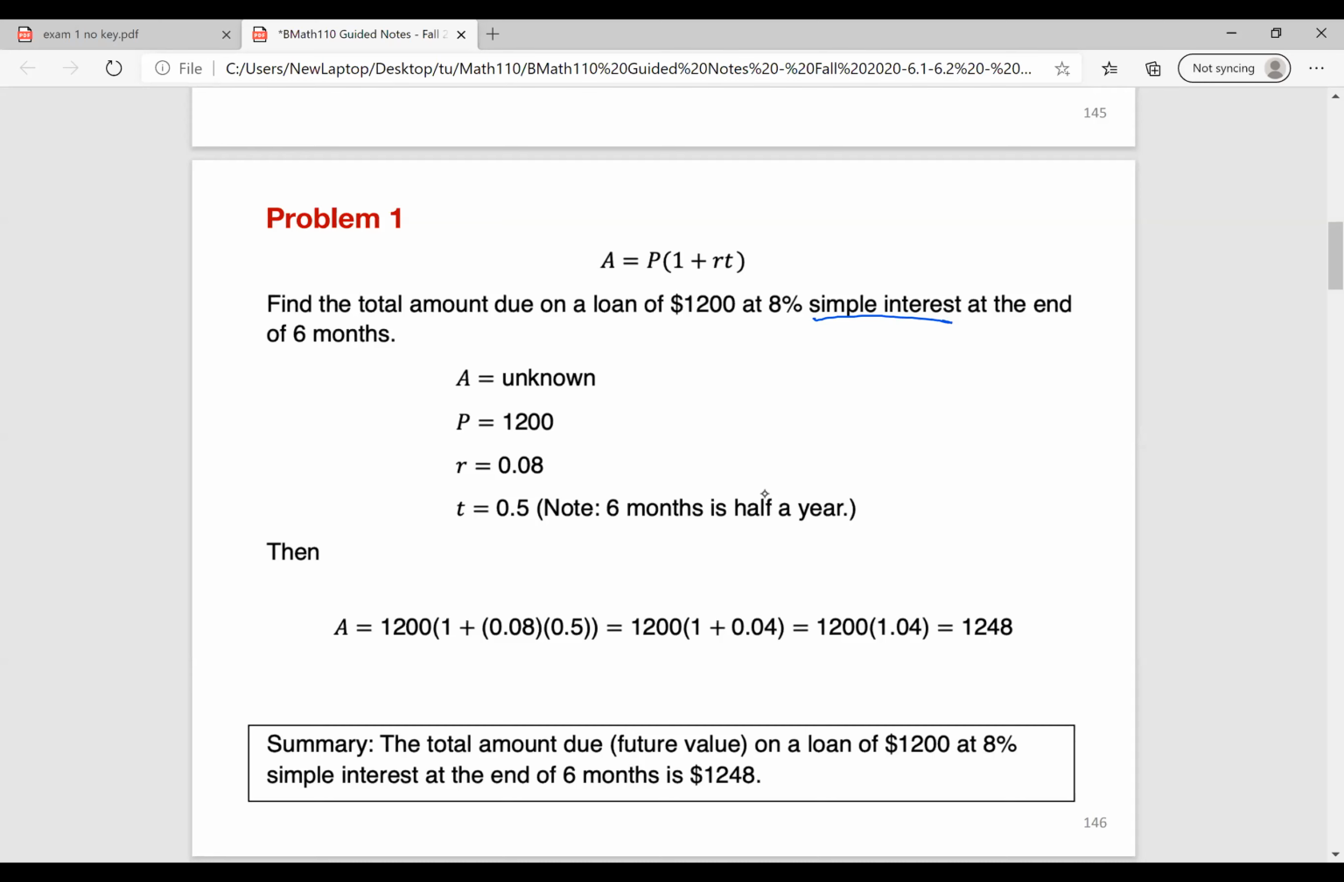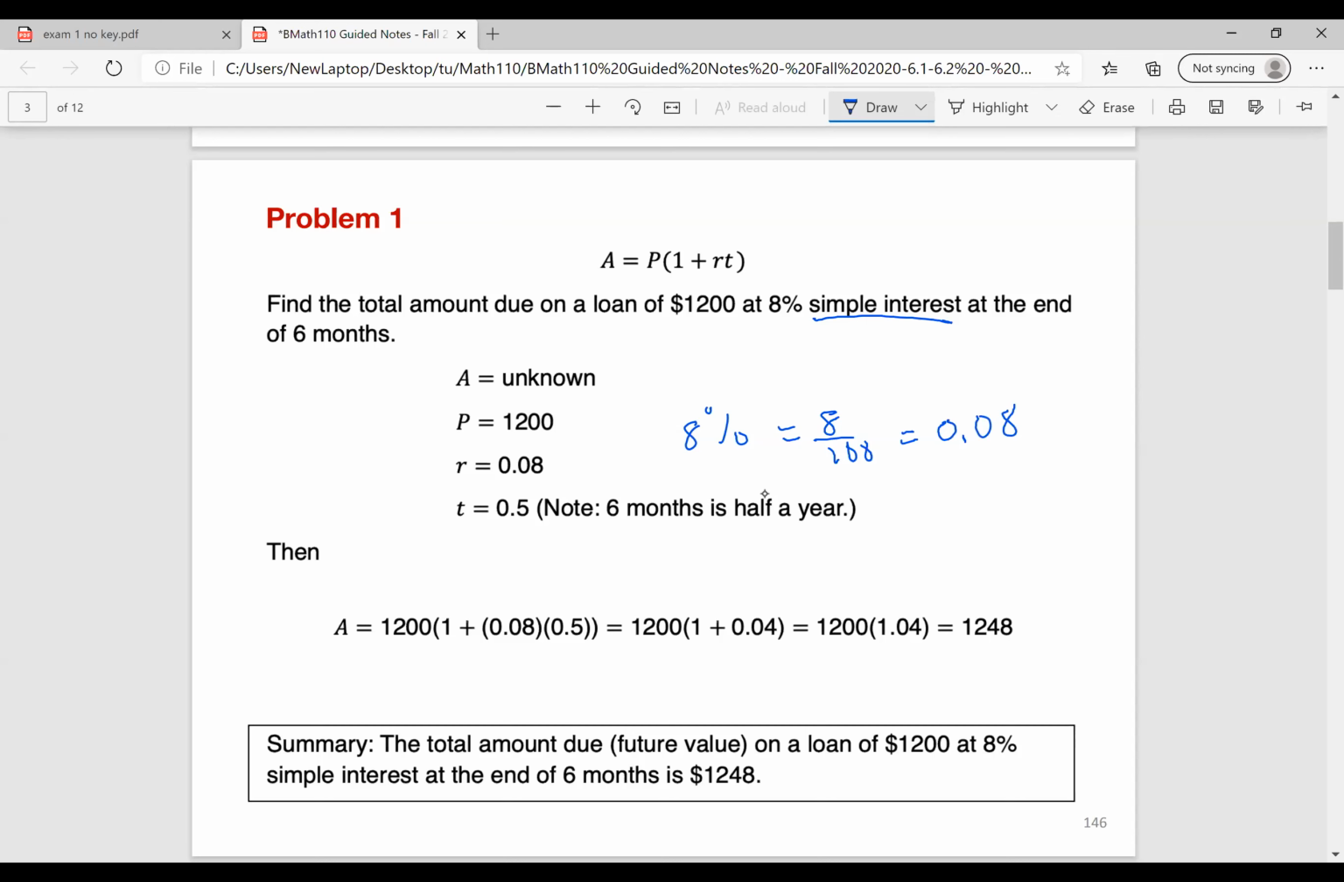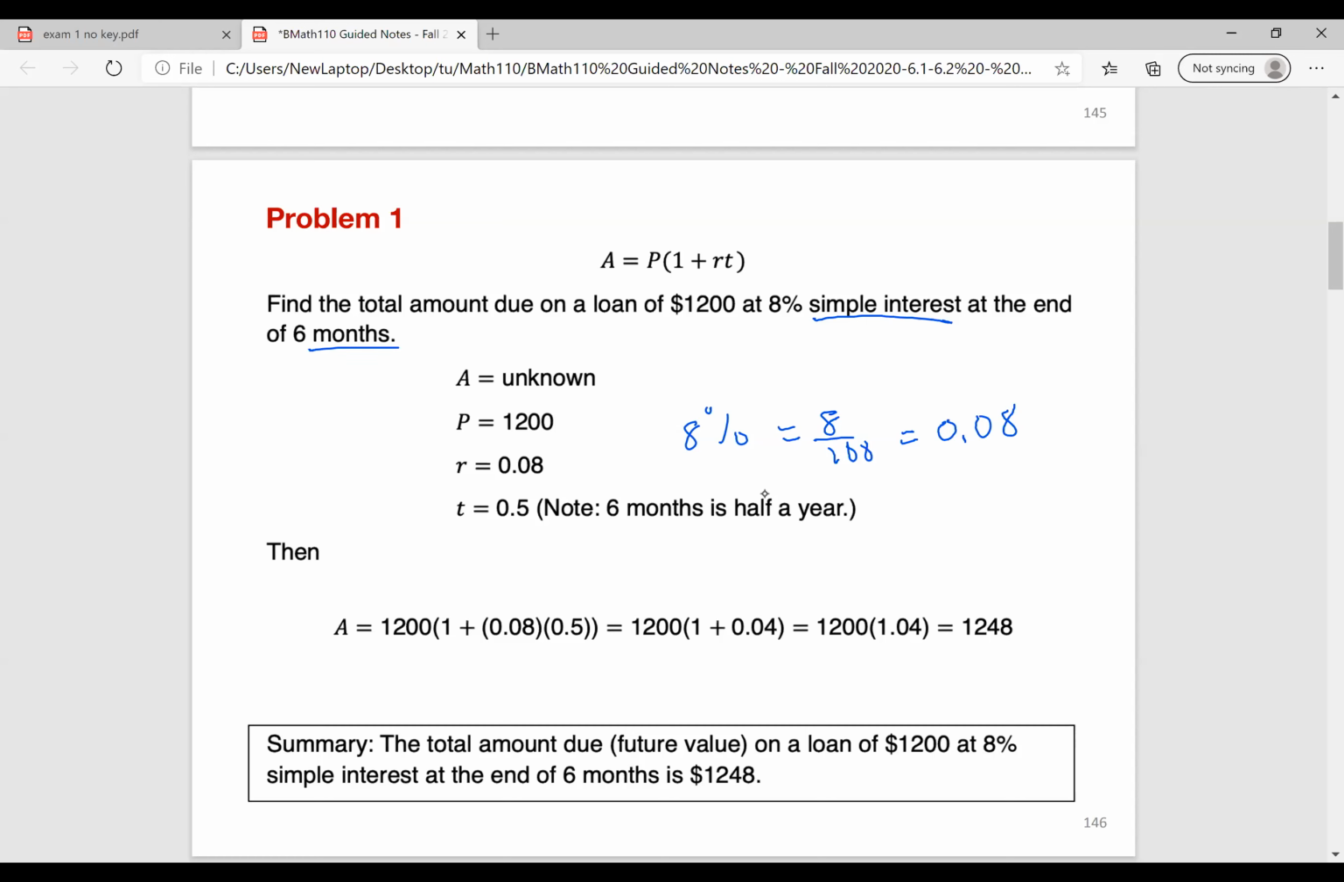Based on the formula, we don't know A. But P is the initial amount, so that's 1,200, and R is the simple interest rate in decimal form. 8% is 8 divided by 100, remember percent means divided by 100, so that's 0.08. T is the time in years, but here they give us 6 months, so you have to convert 6 months to half a year, 0.5. So T here is 0.5.